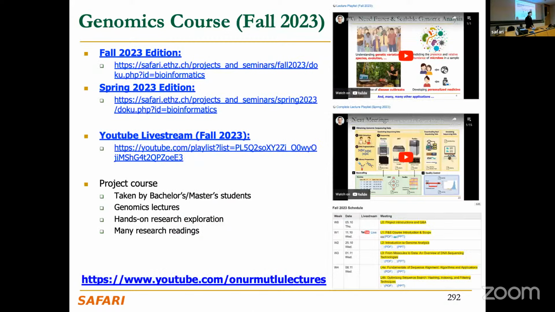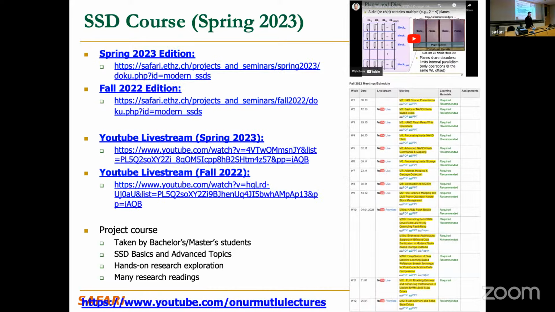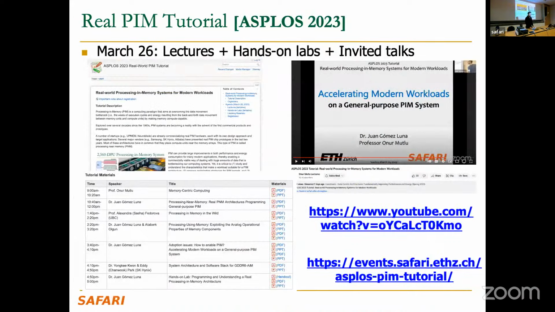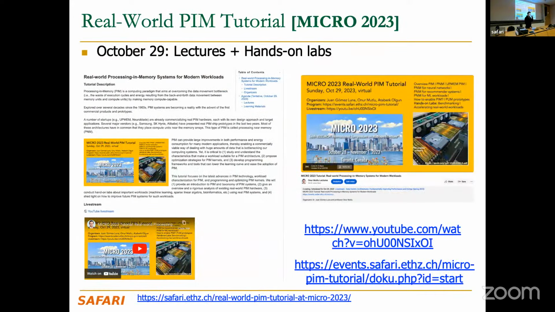We're also giving courses. We have project and seminar courses offered mainly for the ITET students. You can take these and we're going to offer you projects to work on so that you can learn more about the algorithms in genomics. These are the other courses on PIM and SSD. There are lots of materials out there for you to learn from if you are interested in this area.